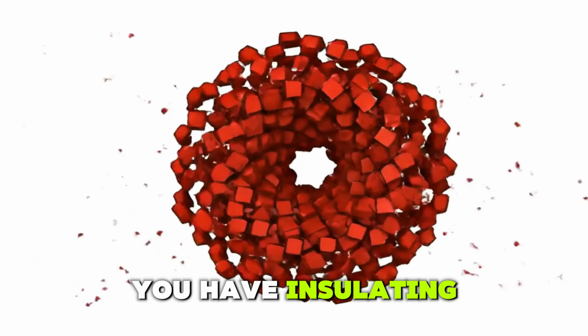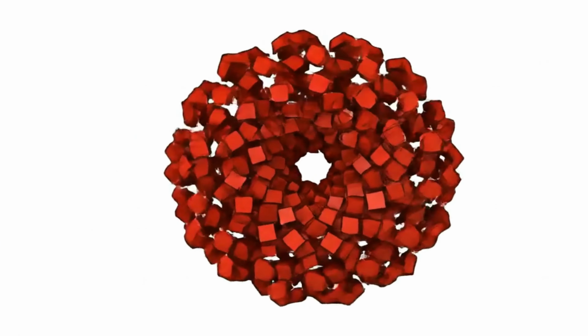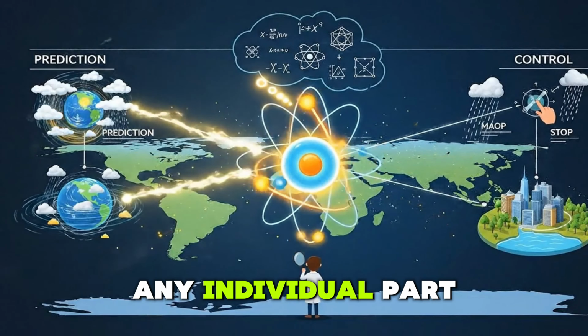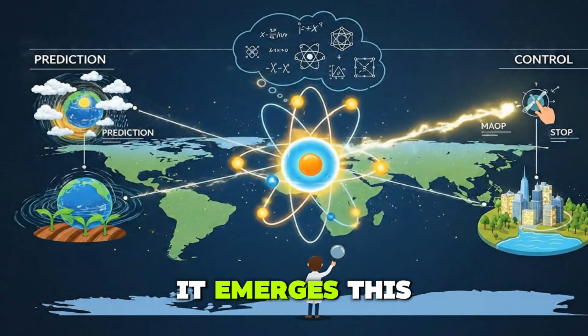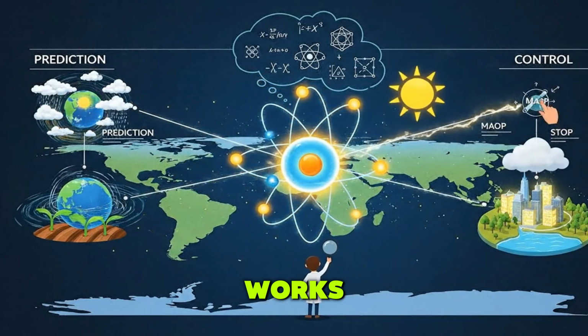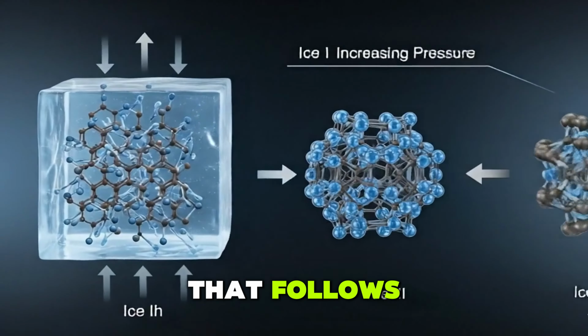You have insulating layers. You have habitable planets. You have life. The complexity comes from the numbers. The richness comes from the interactions. The behavior of the whole is not programmed into any individual part. It emerges. This is how physics works. This is why understanding atoms gives you power over the large-scale world. Because once you know how atoms behave, you can predict, in principle, everything that follows.